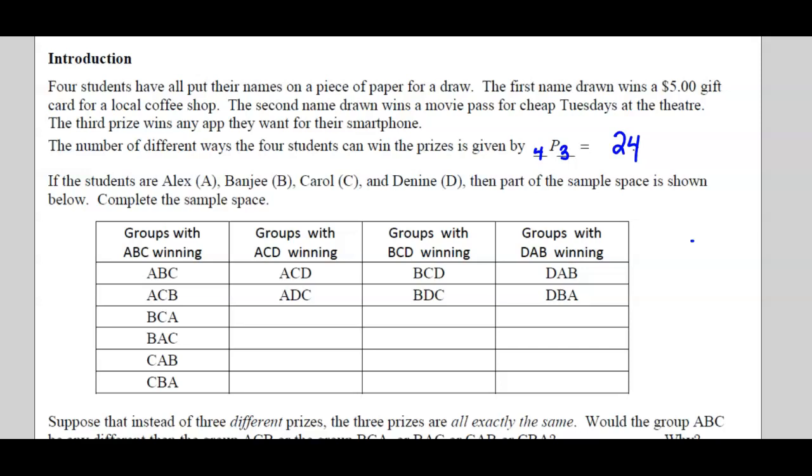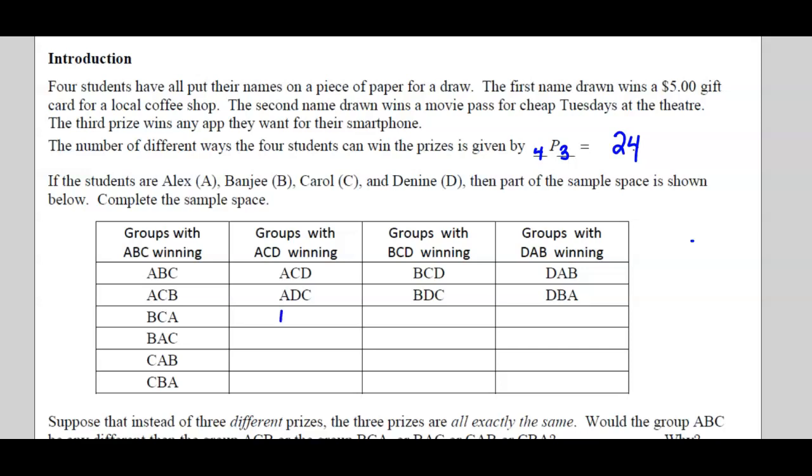So now the people are switched around, right? So order matters because they are different prizes. If they were all the same prize, the order wouldn't matter, but they're different prizes. Okay? So that's if A, B, and C are winning something. We listed them for you. If A, C, and D are winning something, then it could be ACD, ADC.